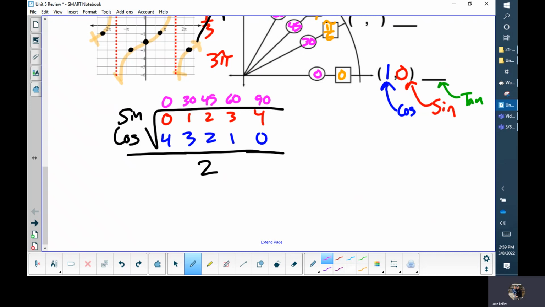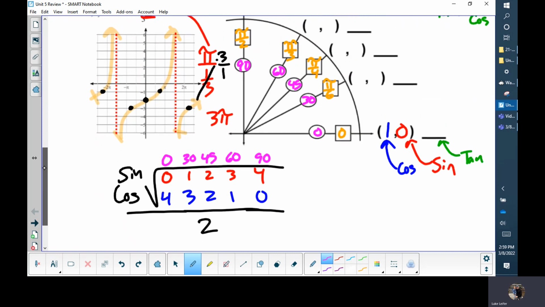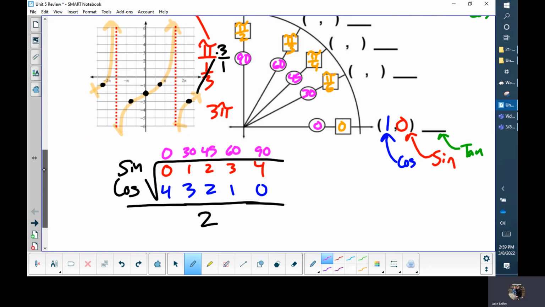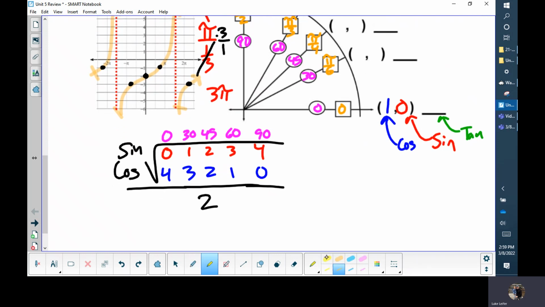So let me just do one of these with you. Maybe I'll do 30 degrees, okay? So if I wanted to find cosine, because that comes first, I go to cosine, 30 degrees. So I'm in the second row, second column. And my answer here would be square root of 3 over 2. So that goes right here. Square root of 3 over 2.